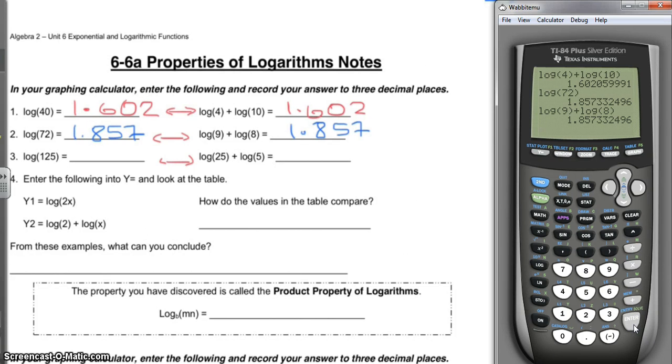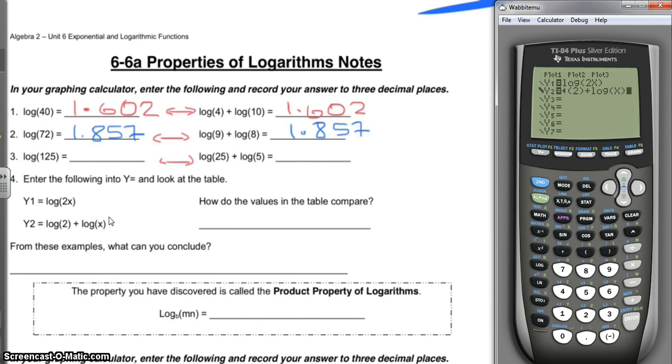Now go ahead and do the number 3 on your own. And you'll see that number 3 is what? Go ahead, write it down. So enter the following into y equals and look at the table. So I'm going to go to y1 and I'm going to enter log of 2x. And I'm going to go to y2, press enter once, and put log of 2 plus log of x. So log of 2 plus log of x.